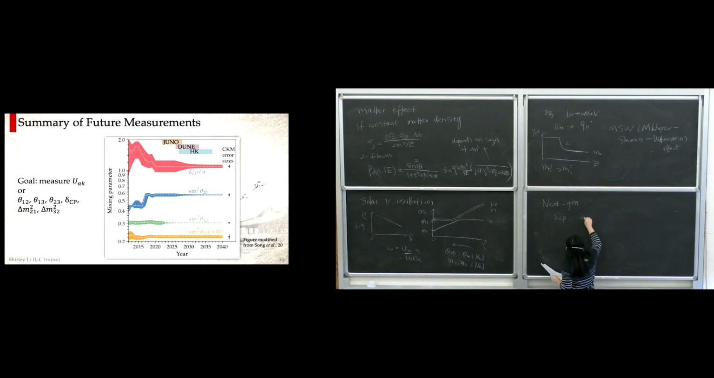And then another thing that we want to measure is the sign of delta m 3,2 squared, which is of course the same as the sign of delta m 3,1 squared. Okay, so what do you need to measure in order to find the sign? So we said one way to measure the sign of delta m squared is to rely on the matter effect.